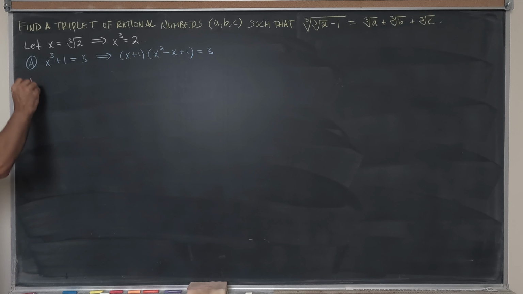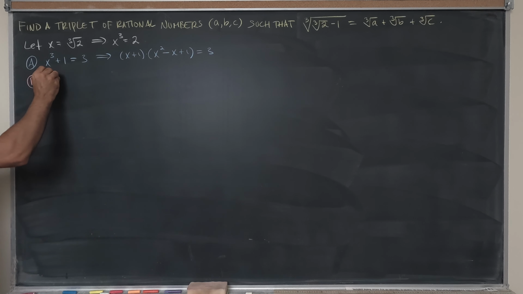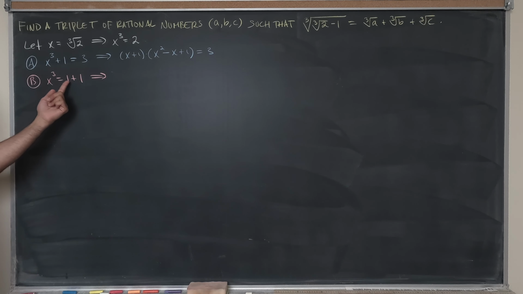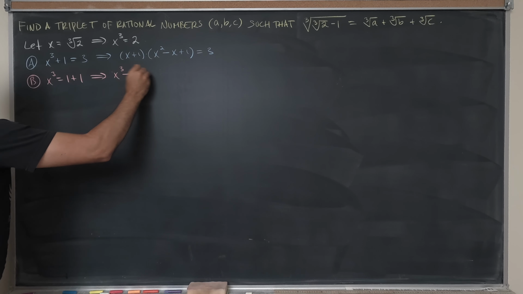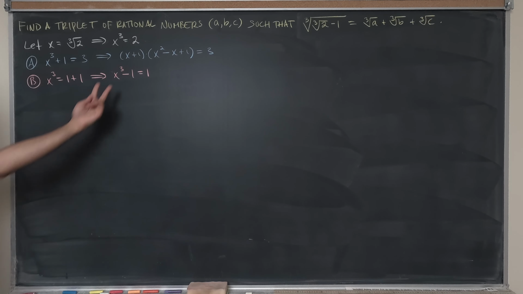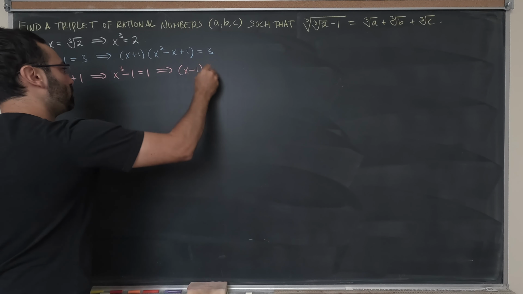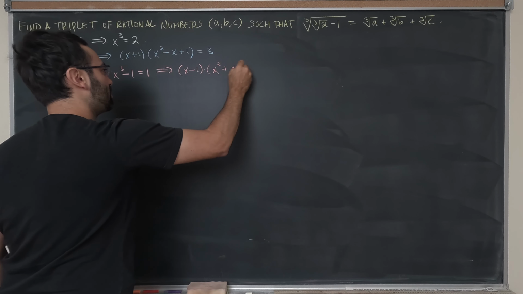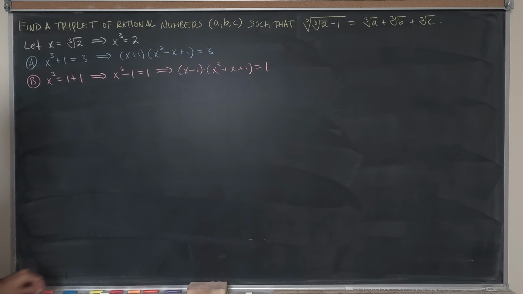But what we can also do is break up this 2 over here as 1 plus 1. By doing that, we can take one of these ones and subtract it over here on the left, so we get x cubed minus 1 equals 1. But now we just have a difference of cubes on the left-hand side, so that can factor as well. So we get x minus 1 times x squared plus x plus 1 equals 1. Okay, perfect.